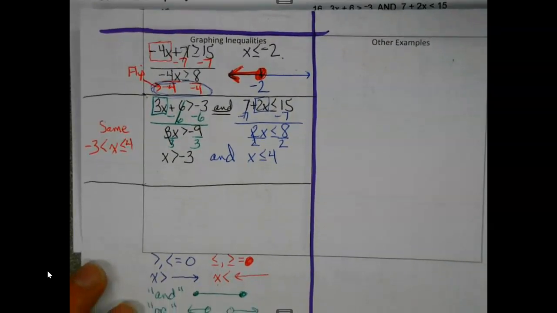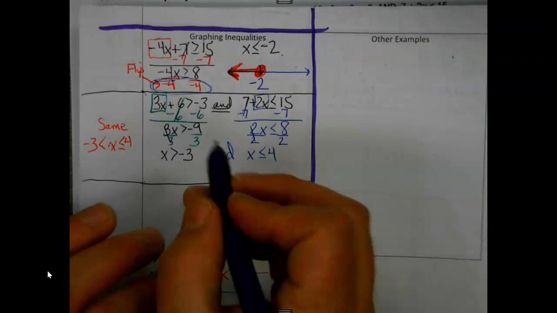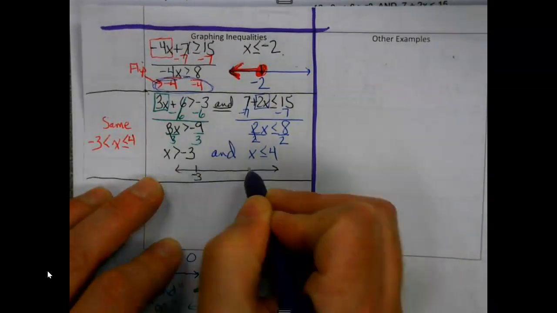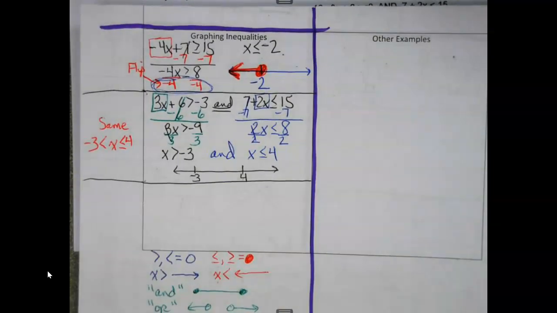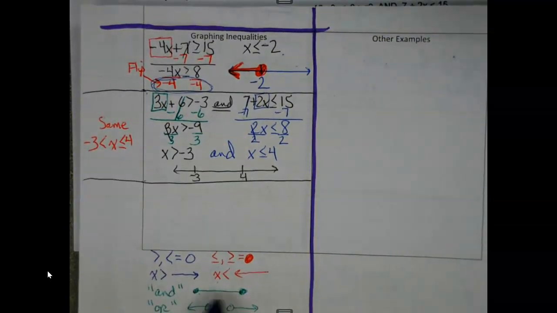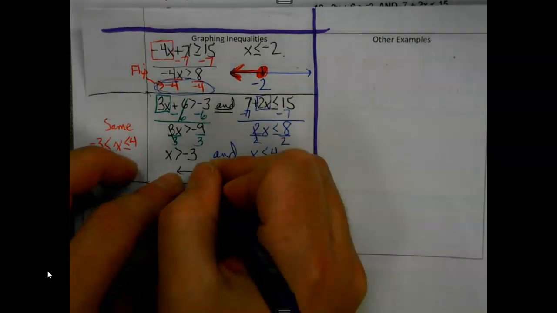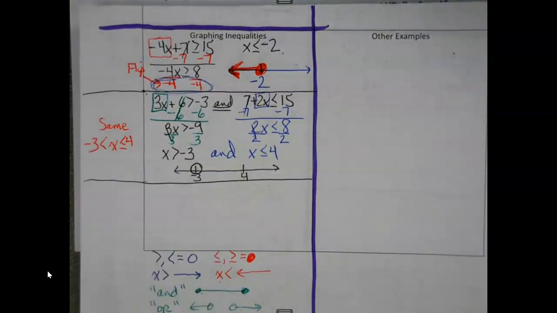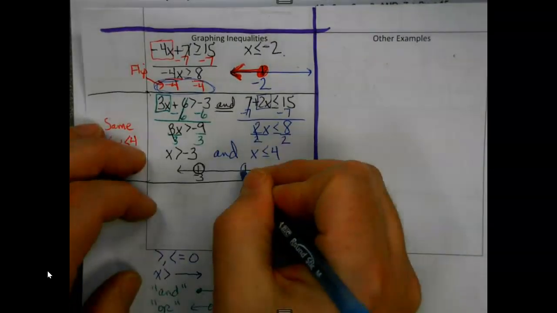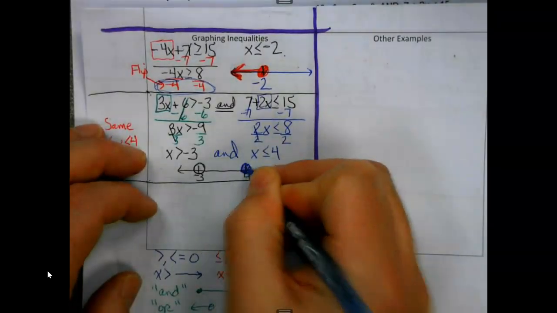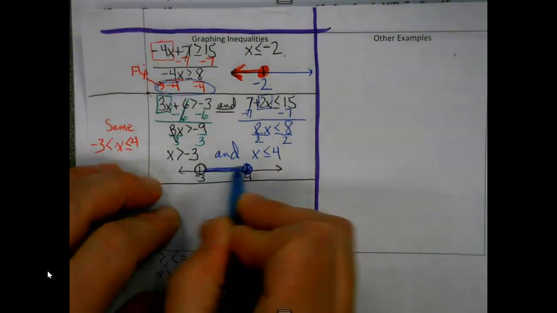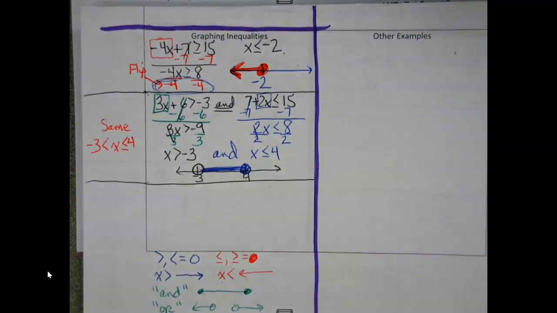Just moving this up a little so we can see it. And that and is going to be where the two endpoints go, and we just go in between. So at -3, we're an open circle, because it's just greater than. At 4, we're a closed circle, because it's or equal to. And we just color in the middle, because that's what ands look like.